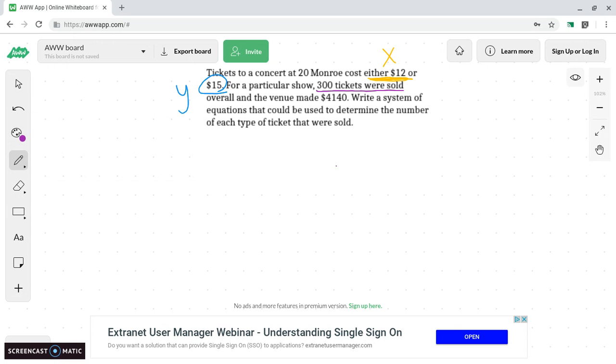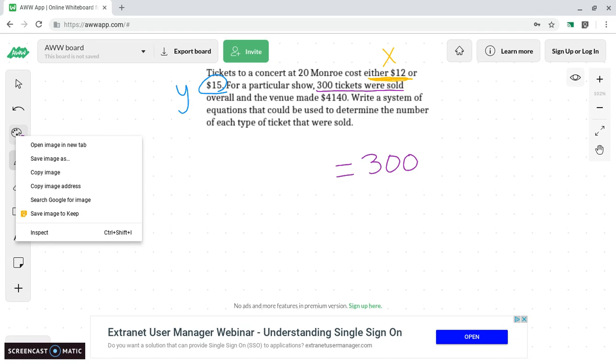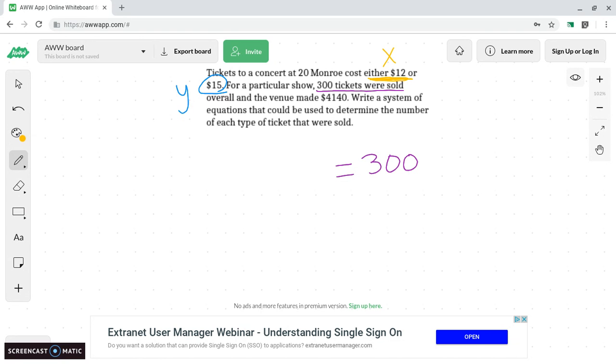So we know one of our equations is going to equal 300 because 300 is a total. Because 300 is the number of tickets, we need to do the number of each type of tickets added together. So we're going to do our X tickets, however many tickets of the X kind that we have, and we're going to add on to that the number of Y tickets that we sold. So we have tickets plus tickets equals the total number of tickets. This is just talking about the number of tickets, the number of items. We're not looking at anything money yet.